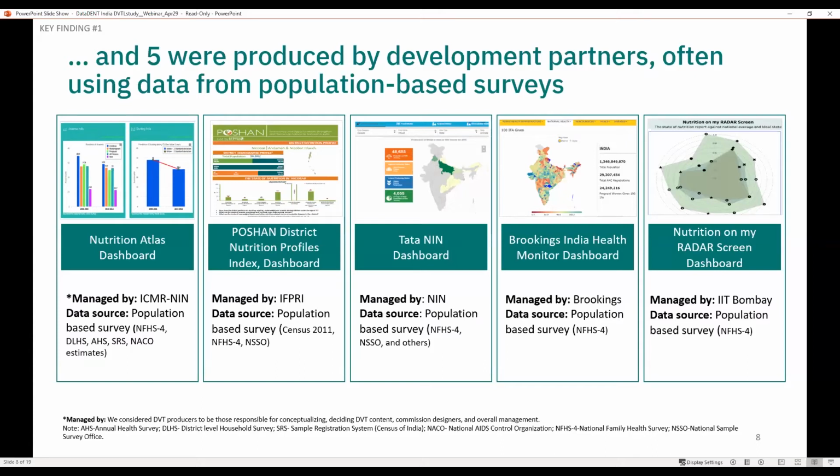Brookings India Health Monitor dashboard is more of a health focus, but it does include nutrition data. Nutrition on My Radar Screen is quite a recent launch in the space of DVTs in 2020, and that provides comparative state and district nutrition data in the form of a radar diagram.